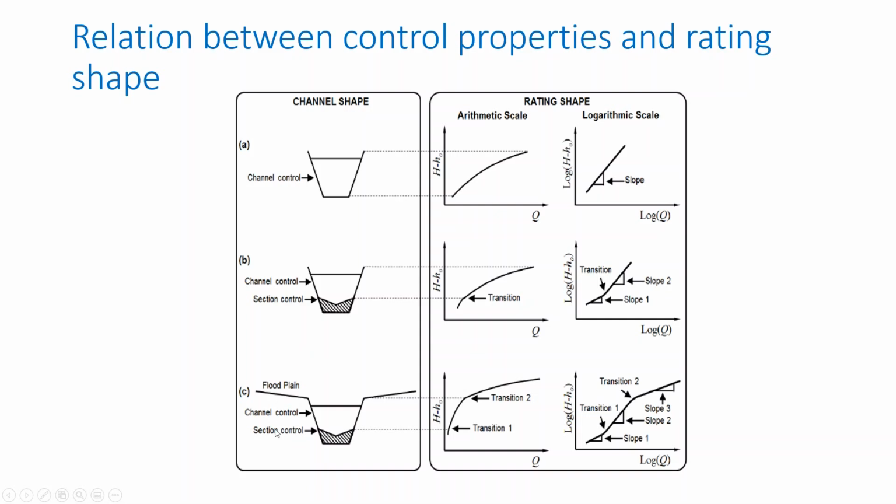And then when we go to the full three controls, you'll see the same bottom end, but sensitivity is good here, and then it flattens out as it goes over the floodplain, and it looks like this in log with the three slopes.